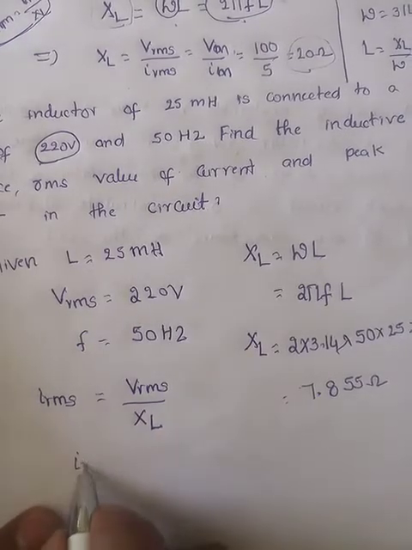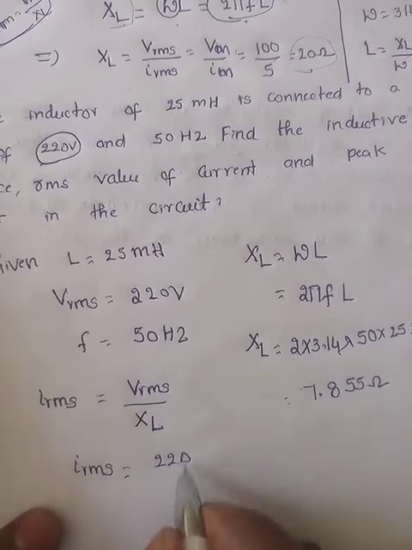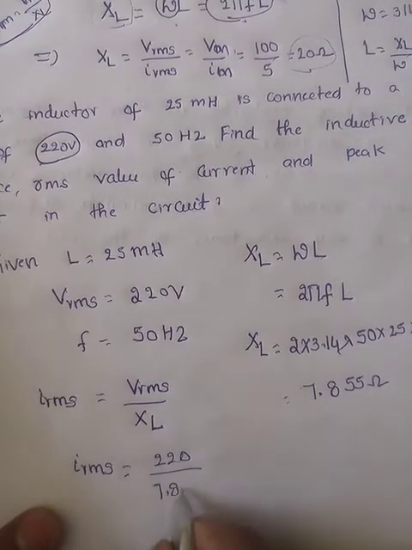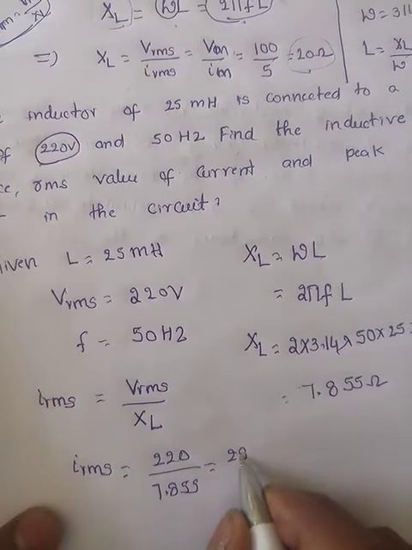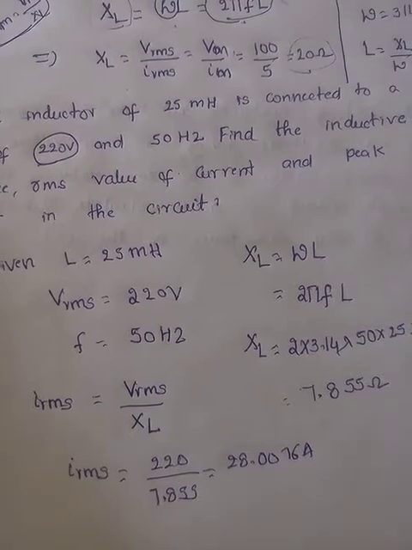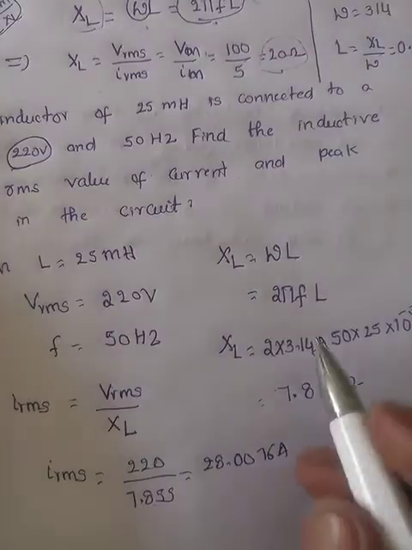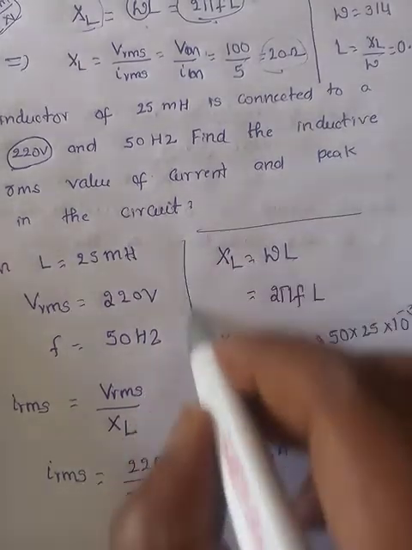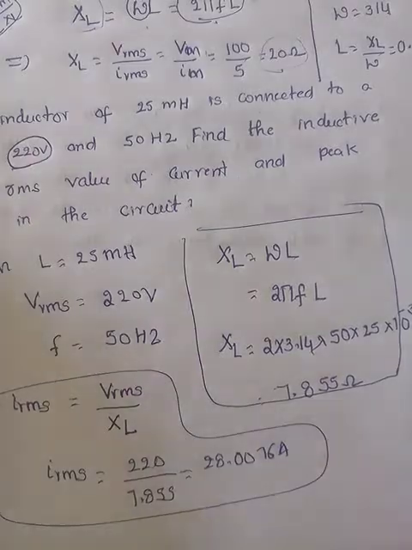What is Irms? Irms is equal to Vrms, which is 220, divided by 7.855. That is equal to 28.0076 amperes, so nearly 28 amperes. So what did we calculate? We found the inductive reactance, and this is the RMS value of current.